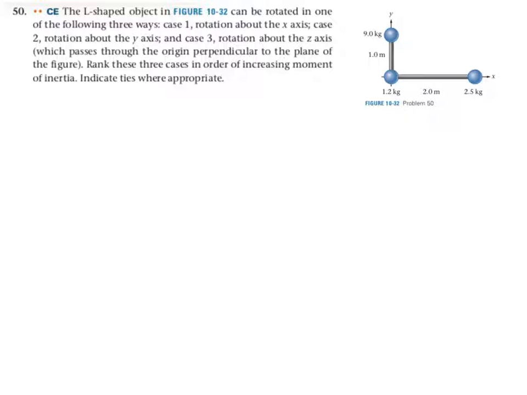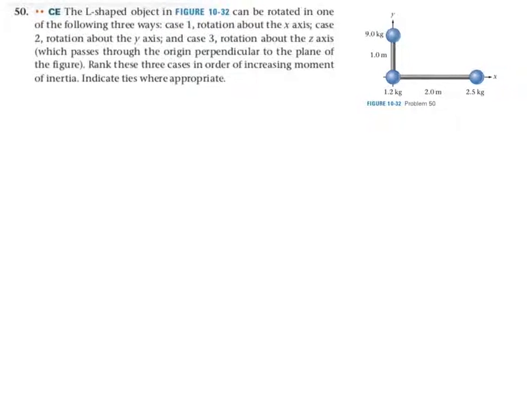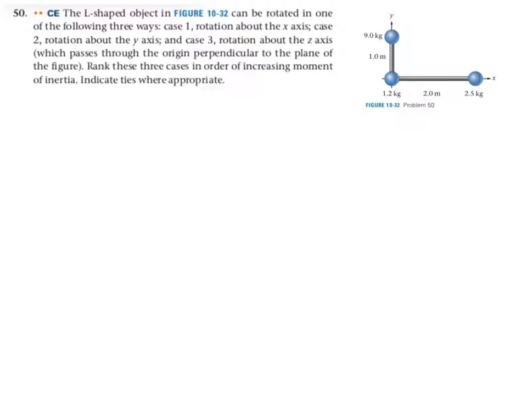Chapter 10, Number 50. The L-shaped object in the figure can be rotated in one of the following three ways. In case 1, rotation around the x-axis. In case 2, rotation around the y-axis. So like that. Or case 3, rotation around the z-axis, which passes through the origin perpendicular to the plane. So that would be like that, sort of around there.